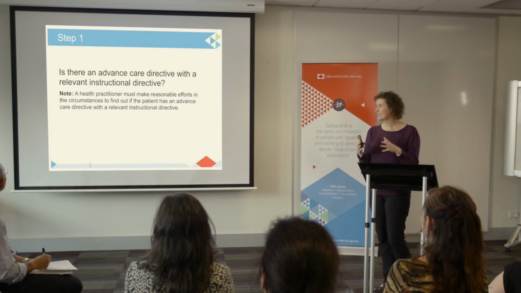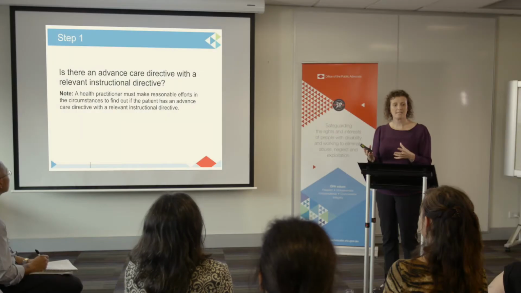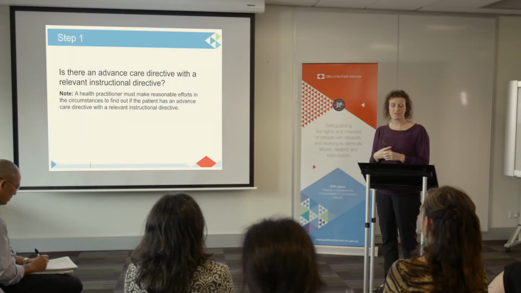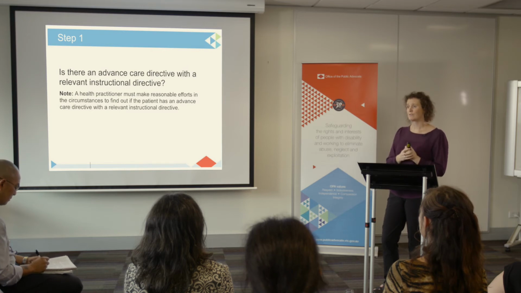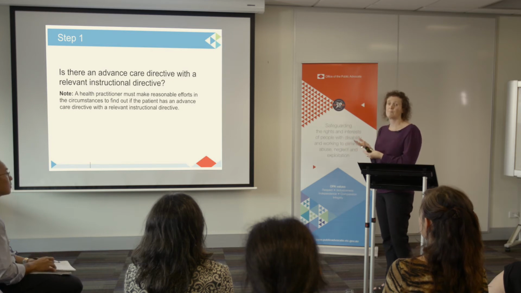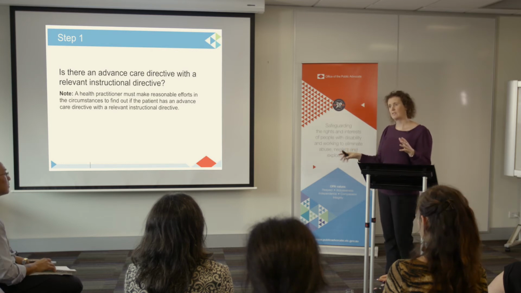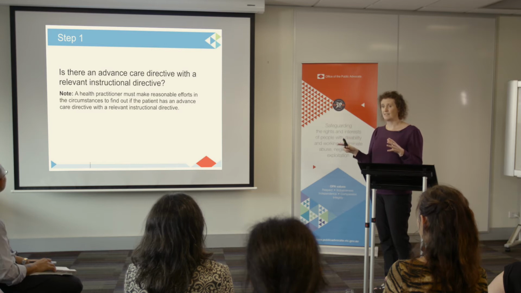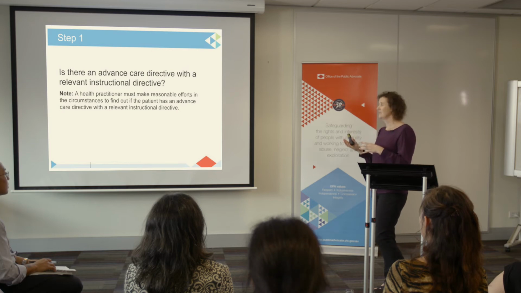So health practitioners at the starting point need to consider, is there an advanced care directive with a relevant instructional directive? So what they're meaning by that is, again, people may have done an instructional directive that refers to cardiac care that they may have consented to or refused in their instructional directive. But actually the medical situation, the treatment that you're wanting to provide is respiratory related. That instructional directive, while it may be there, is not relevant to the medical treatment that the patient's actually facing. So it's kind of knowing, is there an instructional directive, but then is it relevant?